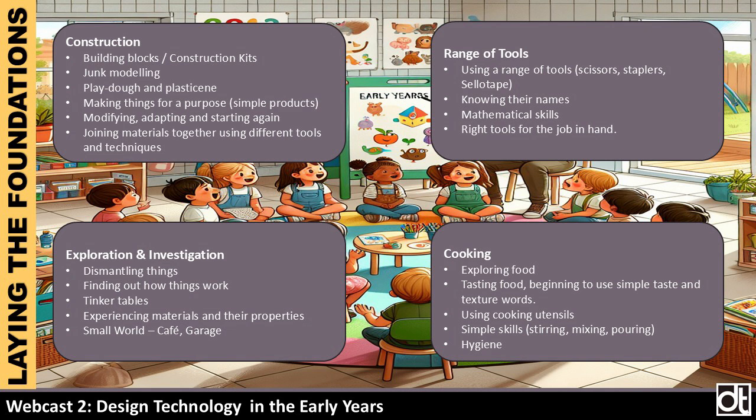They will also use cooking utensils to mix and combine food and learn simple skills such as mixing, stirring, pouring and weighing. They will understand that food is a product that can be made, and they will know the names of some fruit and vegetables and other common ingredients. And we can also introduce some basic hygiene rules for children to observe when working with food.